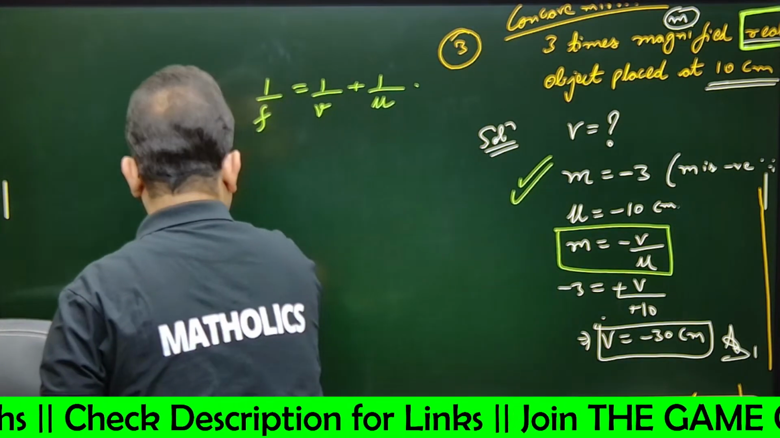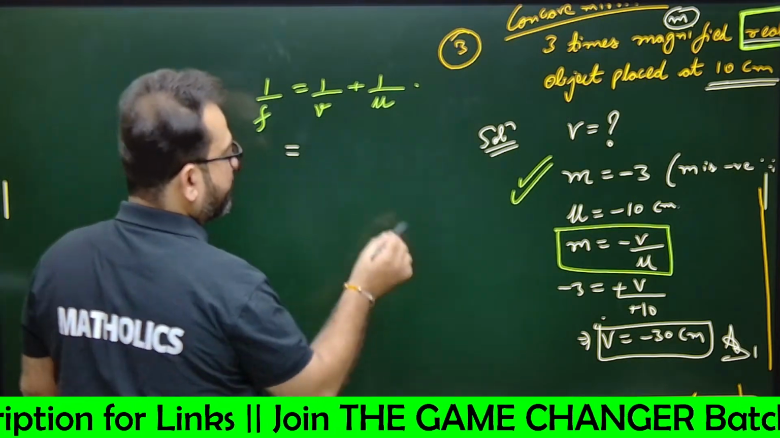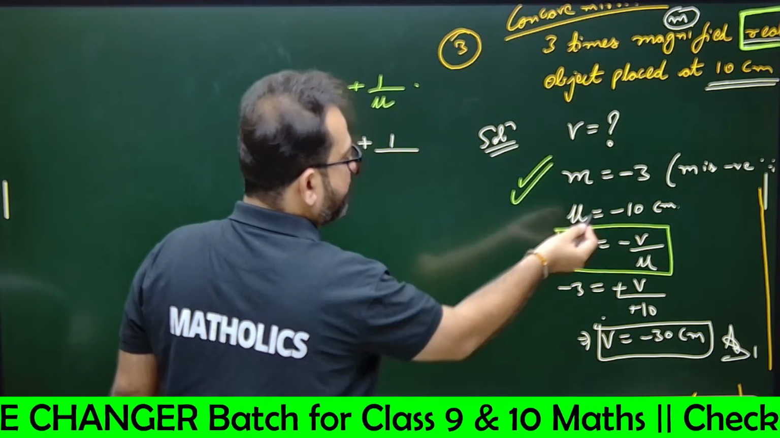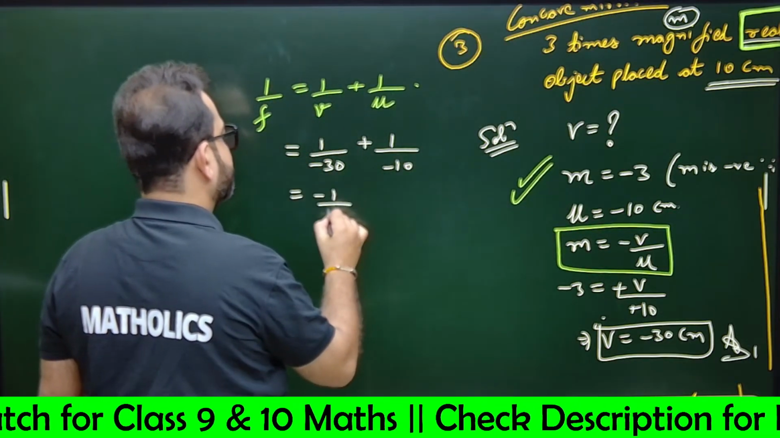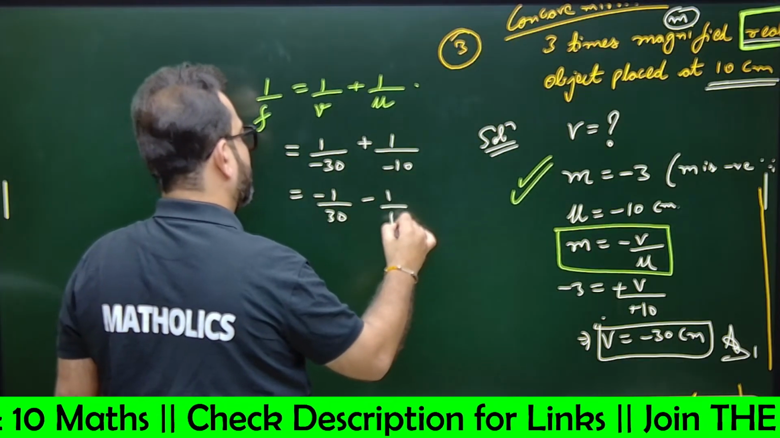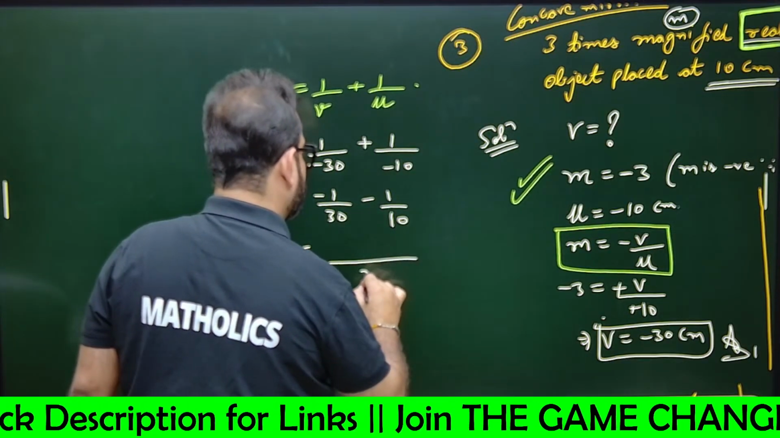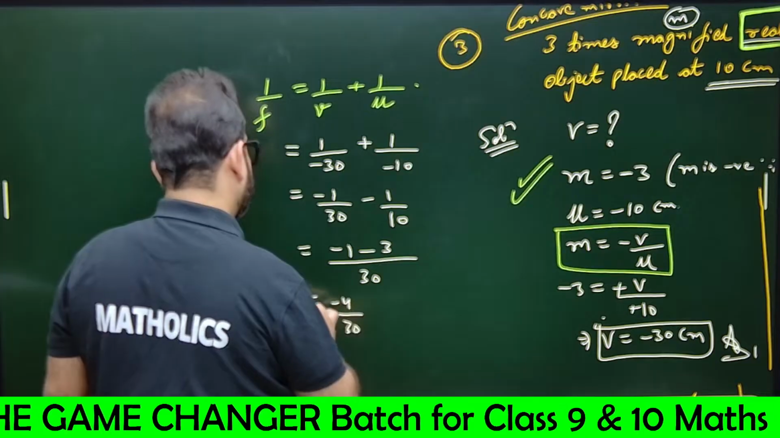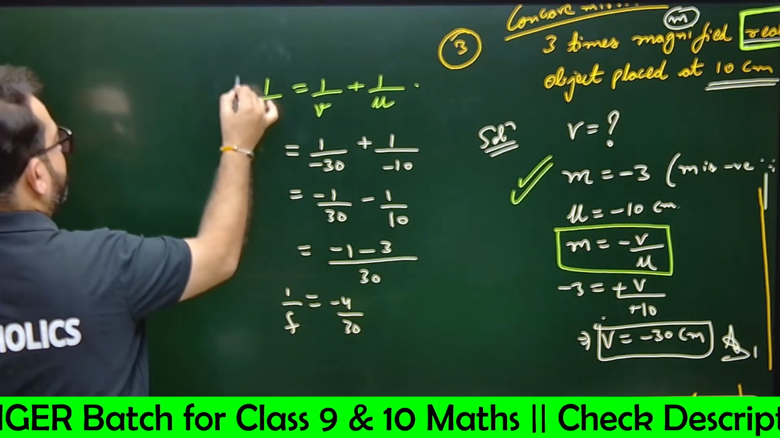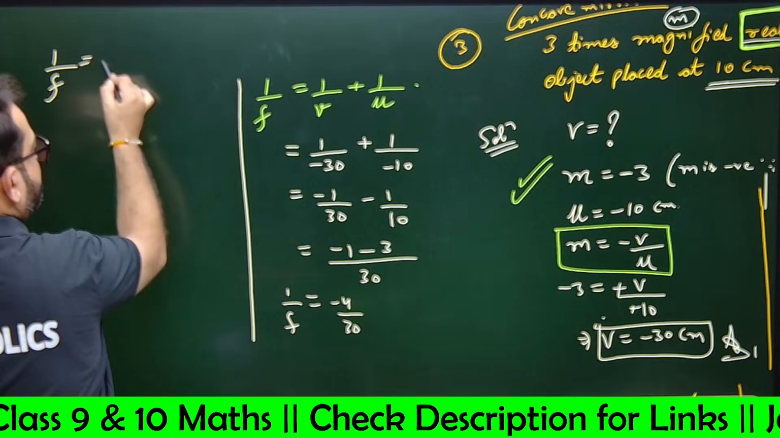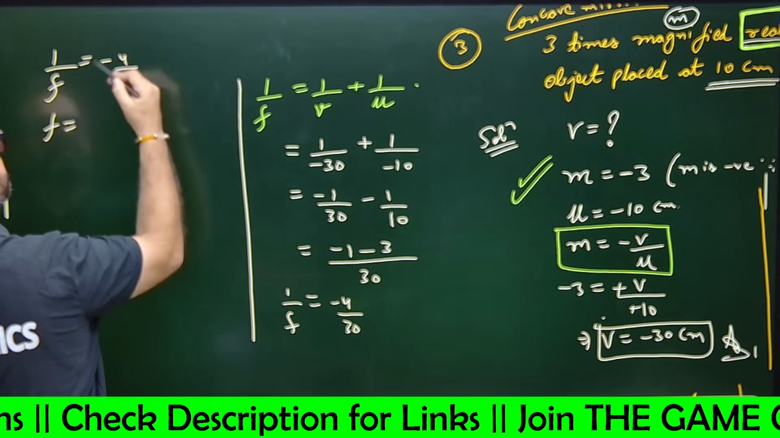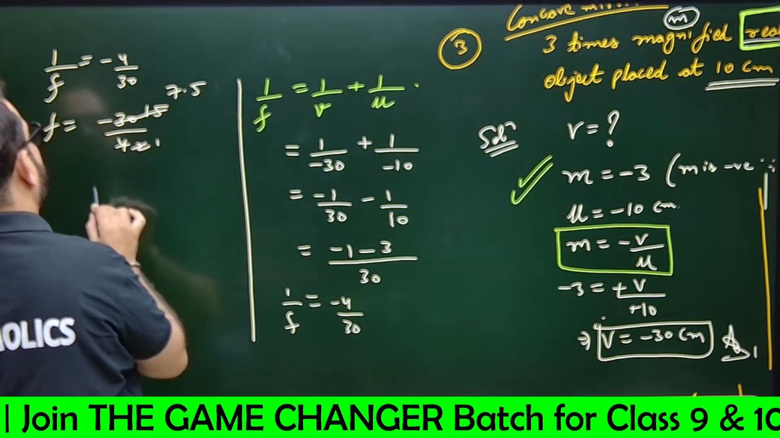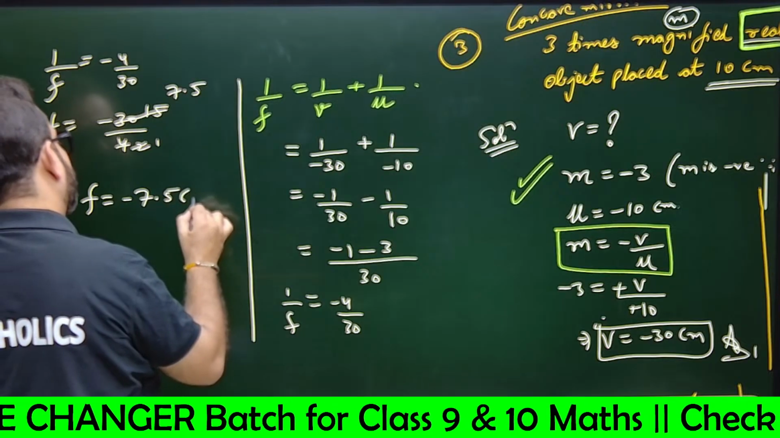See, if you use 1 by f equals to 1 by v plus 1 by u. What is 1 by v? 1 by minus 30 plus 1 by u. What is u? Tell me. Object distance, minus 10. Okay, so it is nothing but minus 1 by 30, minus 1 by 10. If you take LCM as 30, it will be minus 1 minus 3, which is minus 4 by 30. It is 1 by f. So 1 by f is equals to minus 4 by 30. So f will be what? Reciprocal of this, minus 30 by 4. Minus 7.5. So f equals to minus 7.5 centimeter.